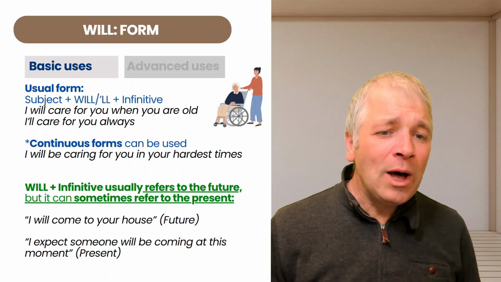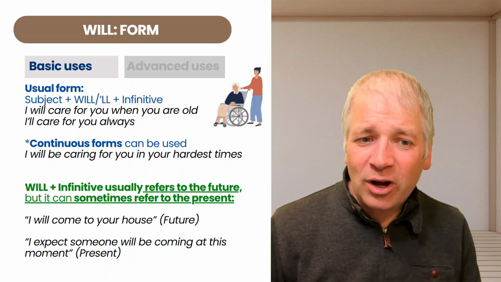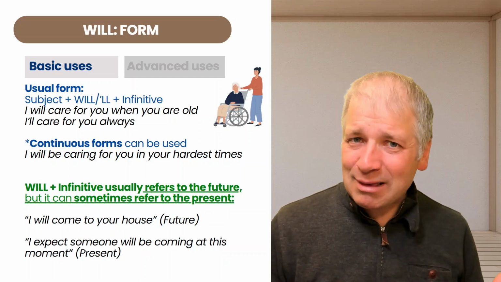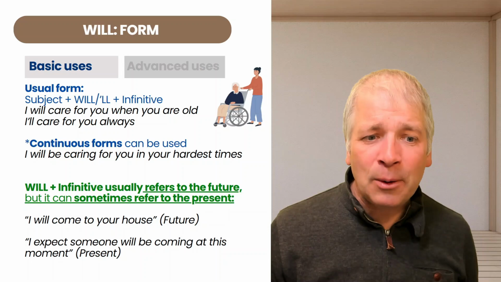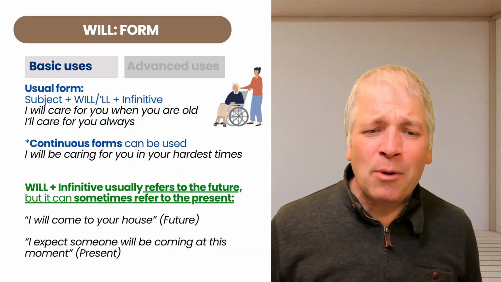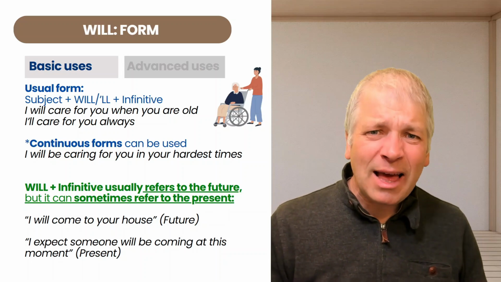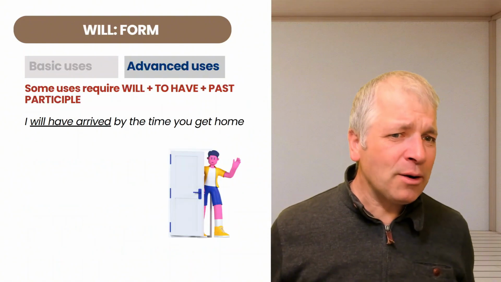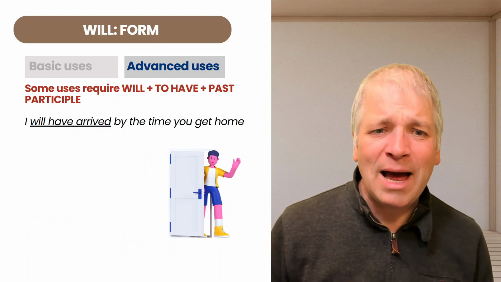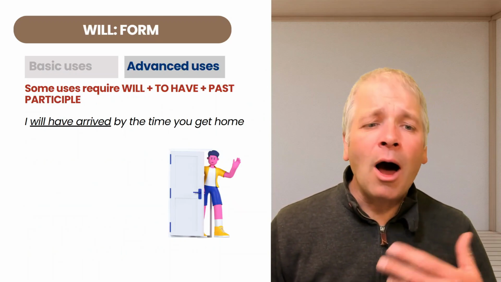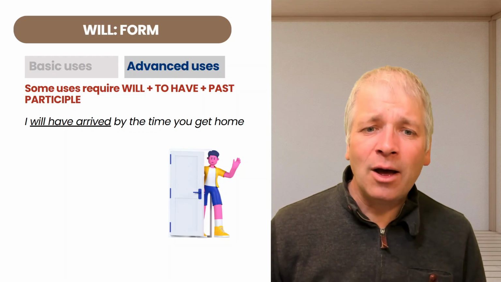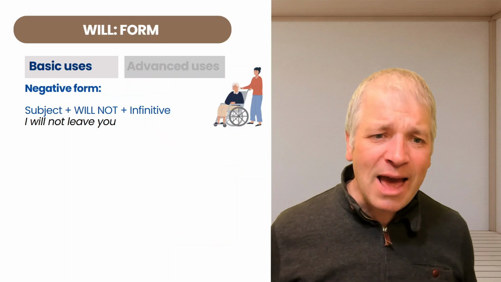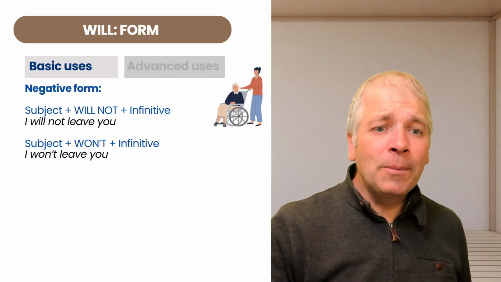And although will plus infinitive usually refers to the future, it can sometimes refer to the present too. I will come to your house is clearly future. That's going to happen after now. But if you say, I expect someone will be coming at this moment, that's actually present. We'll look at that as we go through the lesson. And to be more advanced, again, the past form has have and the past participle. I will have arrived by the time you get home, which is the future perfect, which again we'll cover in a moment. For the negative form, will not, but also won't.